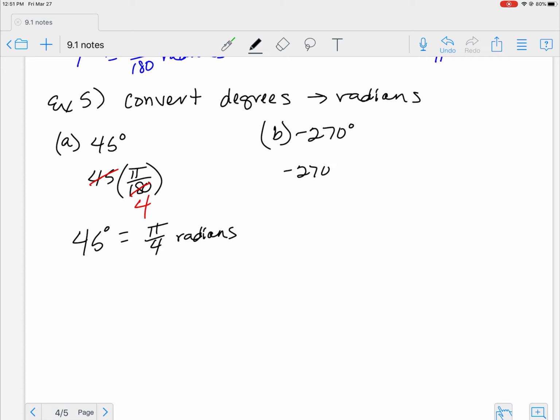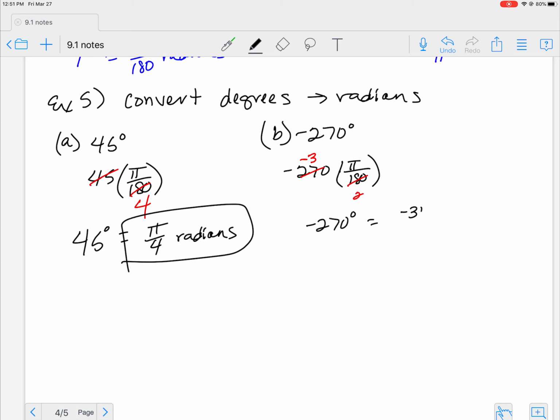What if I have negative 270 degrees? Well, it's the same thing. You're just going to take your negative 270 and multiply that by pi over 180. Then let's simplify that. 90 goes into that, leaving me with a 2. 90 goes into that, leaving me with that 3. That negative 3 there. So then I end up with negative 3 pi over 2.